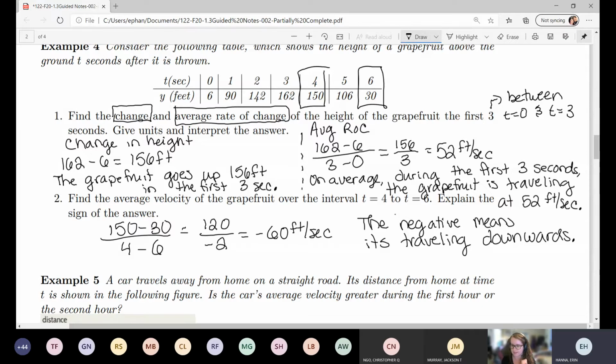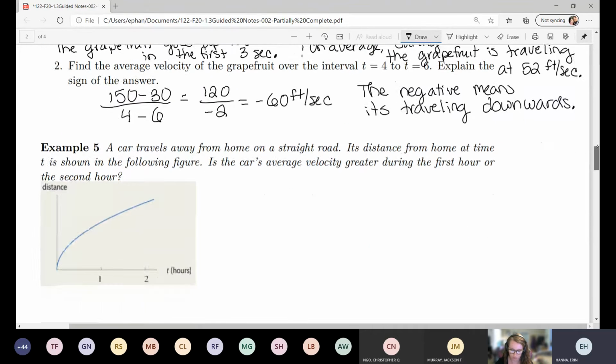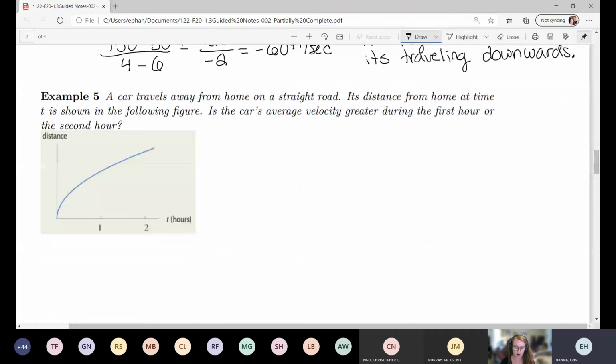Hopefully that makes sense. So we've got one more with the idea of average rate of change, and then two other small topics to talk about in 1.3. Say we have a car that travels away from home on a straight road. Its distance from home at time t is shown in the following figure. Is the car's average velocity greater during the first hour or the second hour?